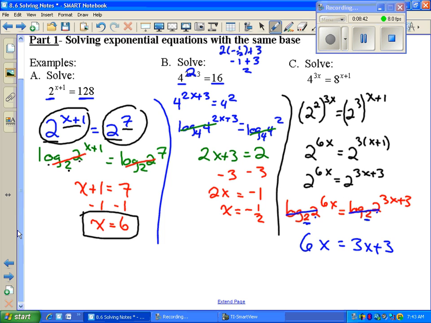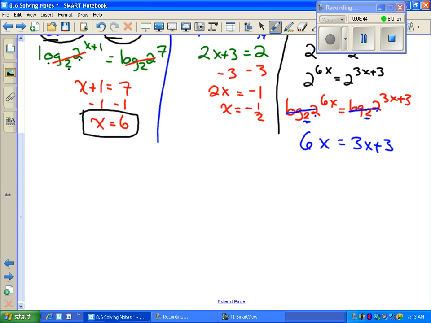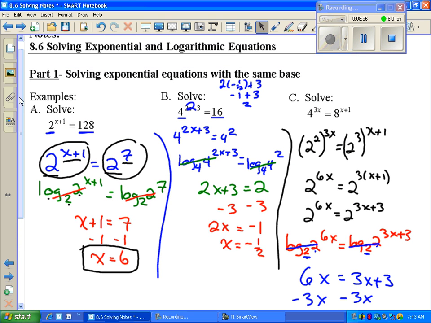Solve for x. So I'm going to go ahead and subtract 3x from both sides. 3x is equal to 3, so x is equal to 1. If I go back to my original equation and plug in 1, I get 4 to the 3 times 1 is equal to 8 to the 1 plus 1. So 4 to the third is 64. 8 squared is 64. It checks out. That is how I do these problems.